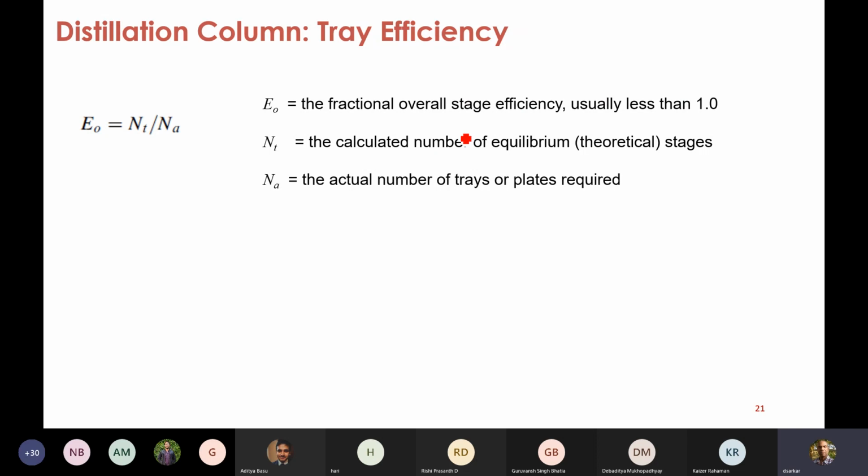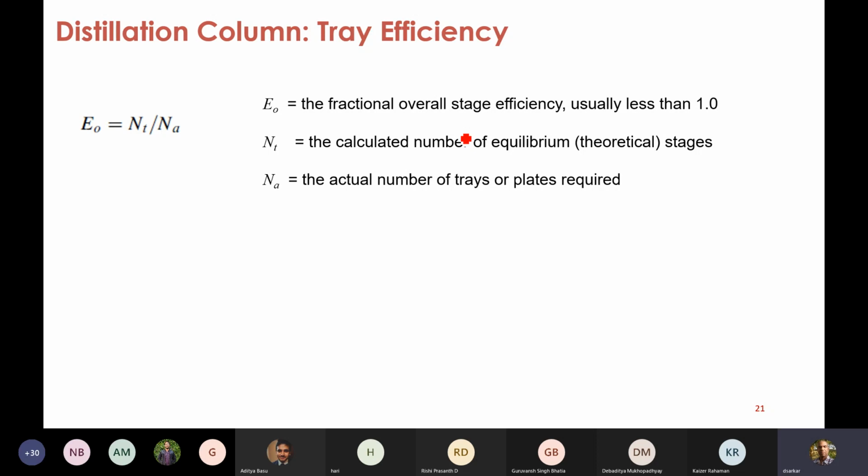Now what you will be doing is, you will be given a binary liquid mixture. What we will do is give the equilibrium data for the binary liquid mixture, and this binary liquid mixture you will be separating under total reflux condition in the distillation column.